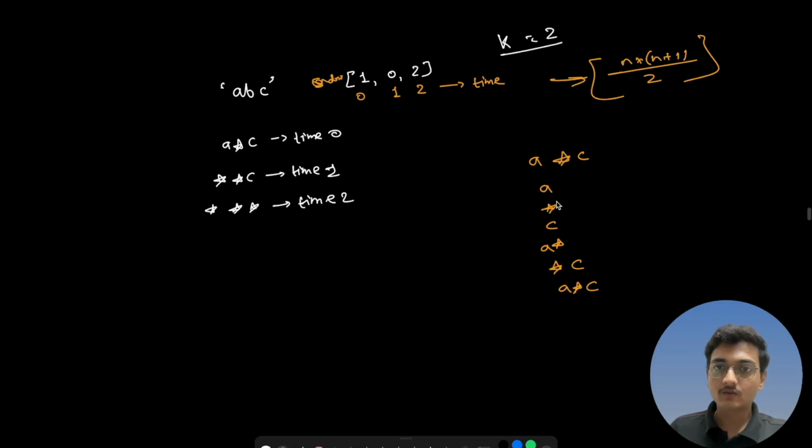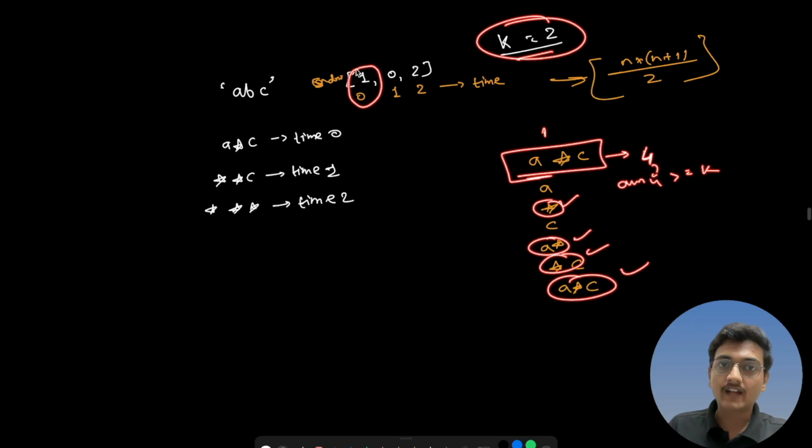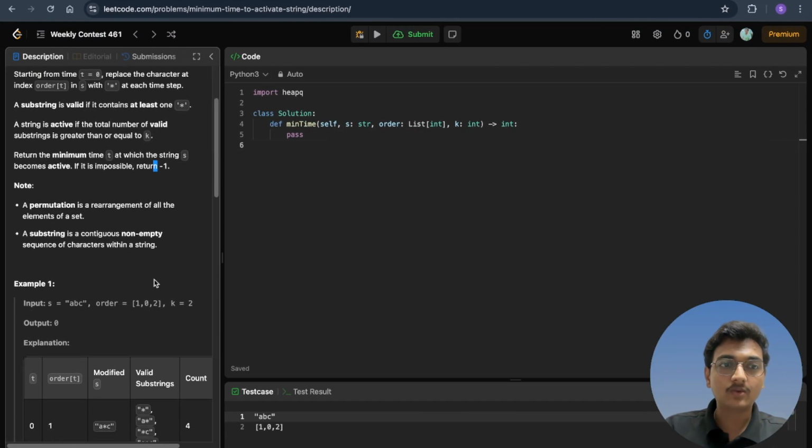How many substrings contain a star? One, two, three, four, and our k is equal to 2. So we can make 4 substrings which contain a star, and our k is 2. Our count, 4, is greater than or equal to k, so at time 0 we can satisfy the condition. So my answer will be 0, and this I can return. I hope the question is very clear to you.